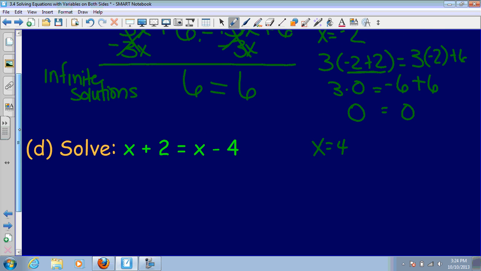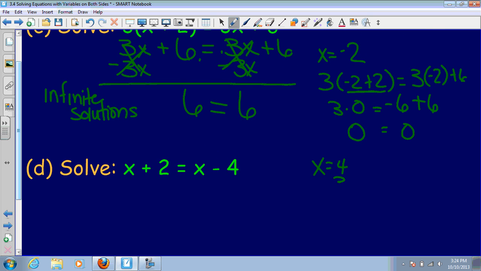Here we go. Let's substitute. 3 times 4 plus 2 equals 3 times 4 plus 6. 3 times 6 equals 12 plus 6. 3 times 6 is 18. 12 plus 6 is 18. Okay? Infinite number of solutions.